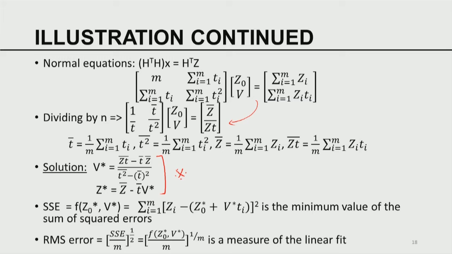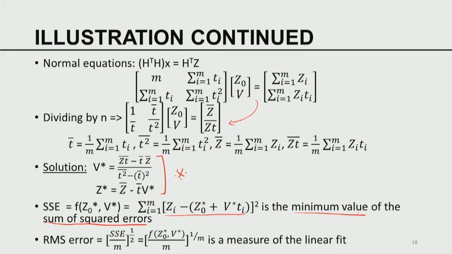This is an important expression. So I got an estimate for v star. What is v star? v star is the least square estimate of the unknown velocity. What is z star? z star is the least square estimate of the initial position. So if I substitute this in my f(x), I get the sum of the square residuals. The sum of the square residual is given by this formula. And this formula tells if you replace z naught by z naught star, v by v star, it is the minimum value that is possible.